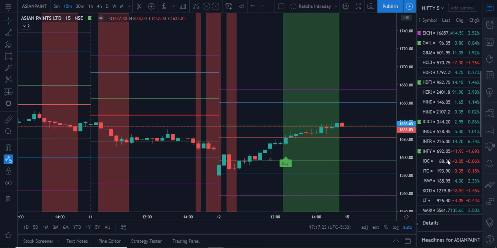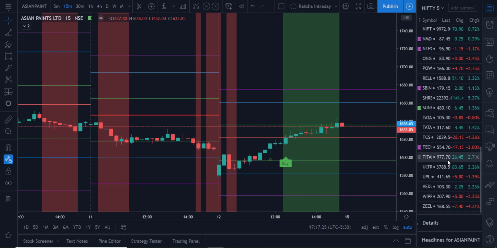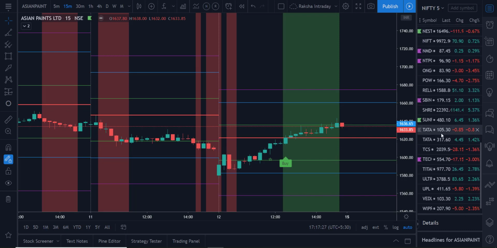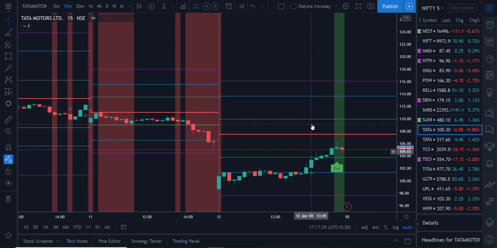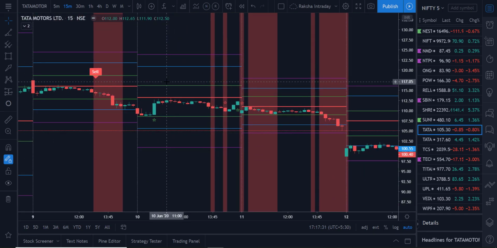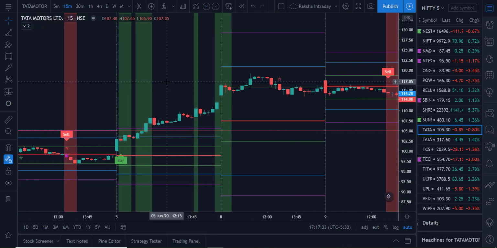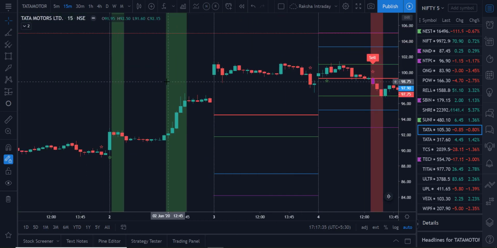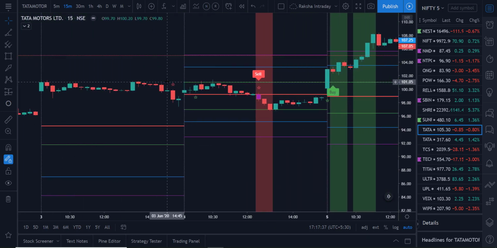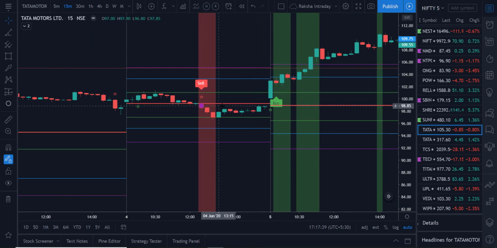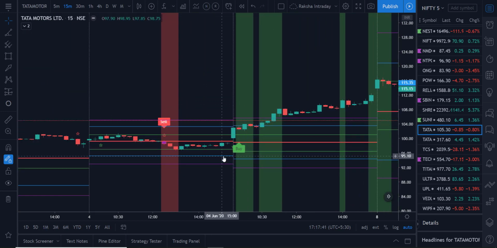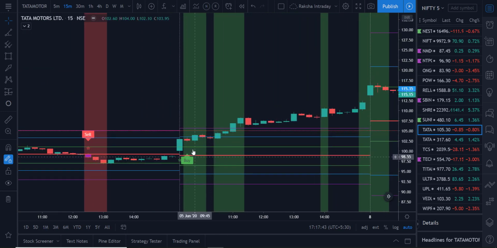So I'll just randomly select a few more stocks. For example, I'll select Tata Motors, because as per the study, it's the most traded stock from a volume point of view. So I'll just scroll back, and you can see another purple here. Okay, here's the setup: the star followed by buy. Your entry is in here. First target is blue and then purple.